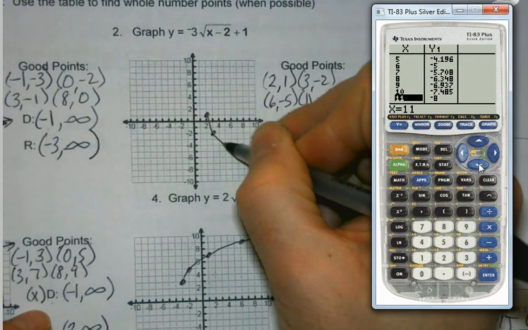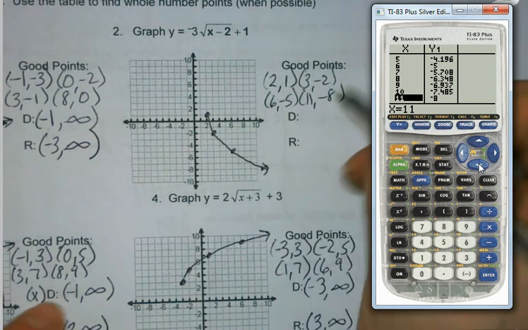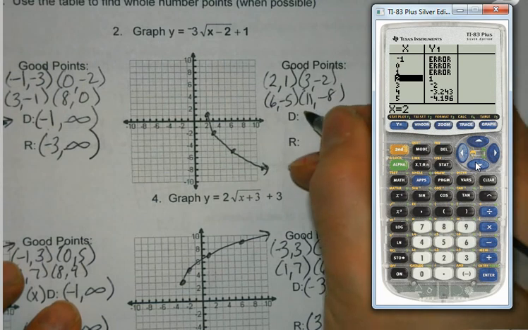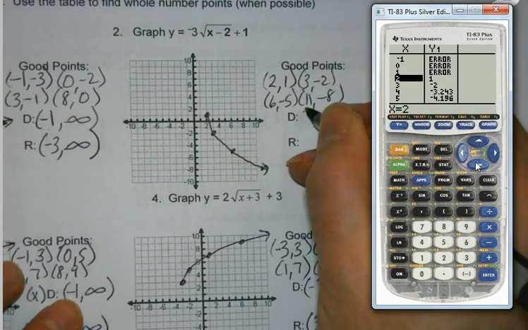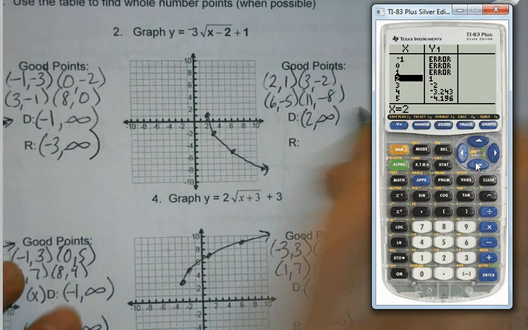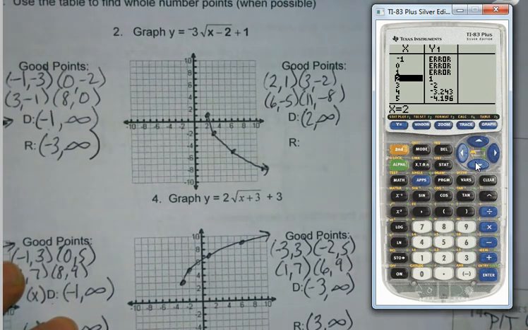Here's where things change a little bit. It's not going to mess with my domain. If I come back up to where the error messages started, my domain's going to be the same. I'm going to start at that 2, and I'm going to go to infinity. Here's the one change.